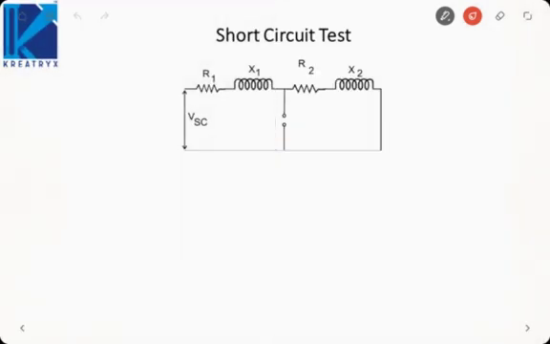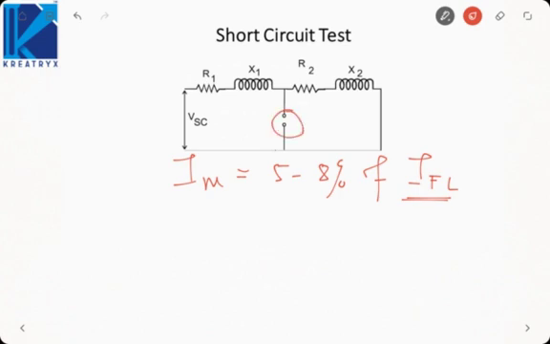When rated current is flowing, I told you the no load current in a transformer is 5 to 8% of the full load current. Since I am conducting the test at the rated current, full load current is flowing in the transformer, and no load current is just 5 to 8% of it. So I am neglecting the no load current, hence I am removing the shunt branch, because the shunt branch consumes the no load current. This will be R2 dash and X2 dash.